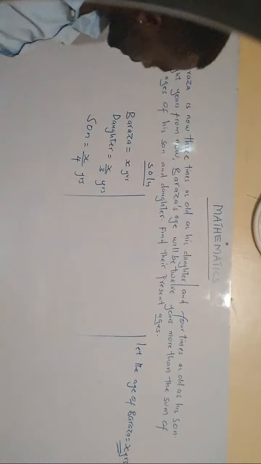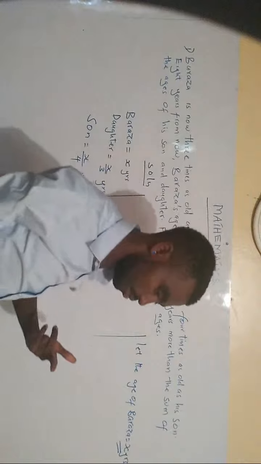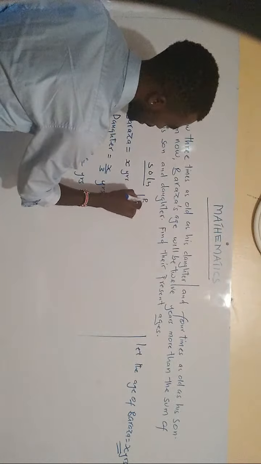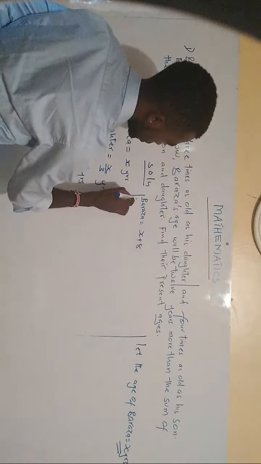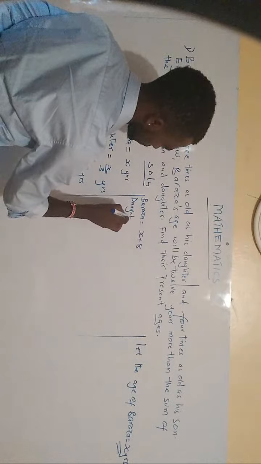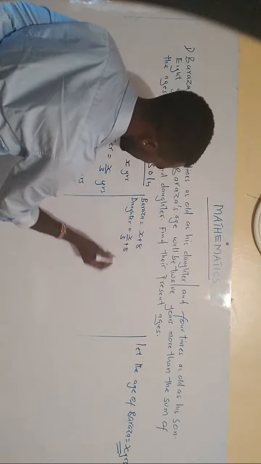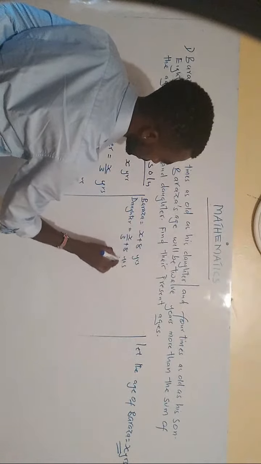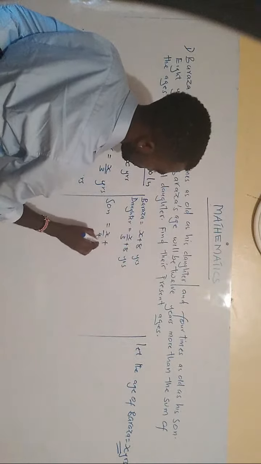Now look at this. 8 years from now, Baraza's age will be 12 years more than the sum of the ages of his son and the daughter. Okay. 8 years from now, everyone will gain 8 more years. So Baraza will be x plus 8. Daughter will be x out of 3 plus 8. Then son will be x out of 4 plus 8.